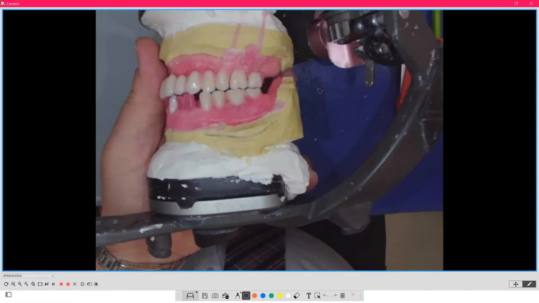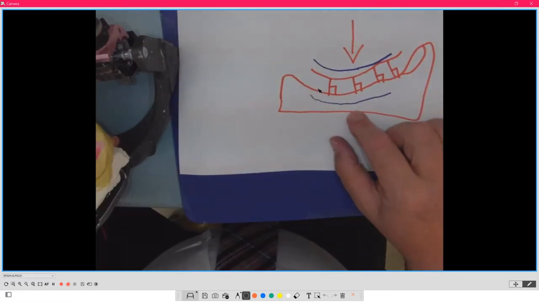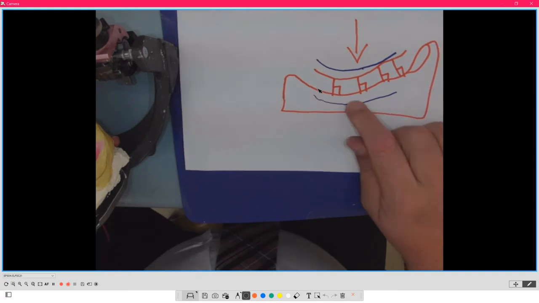Specifically, that's what I do from a curve of Spee type of idea: I'm following a customized approach to the patient and the snapshot of time for that patient. That's what I do. Hey, Jim, next question.